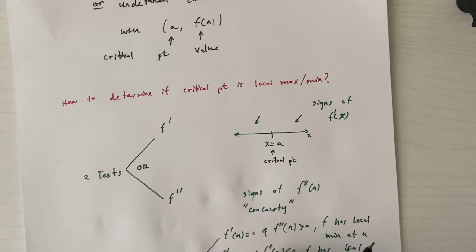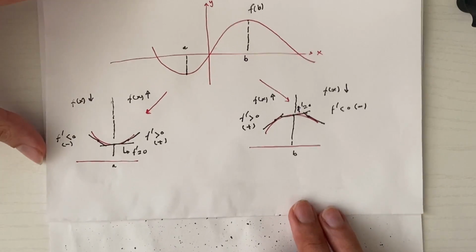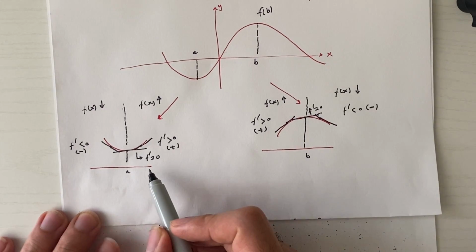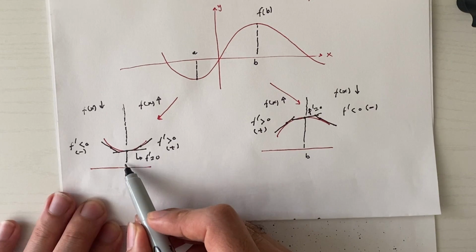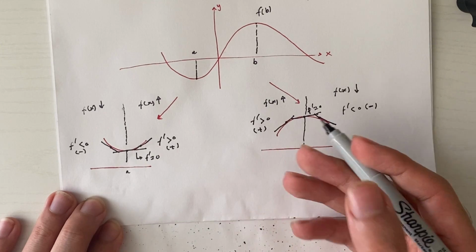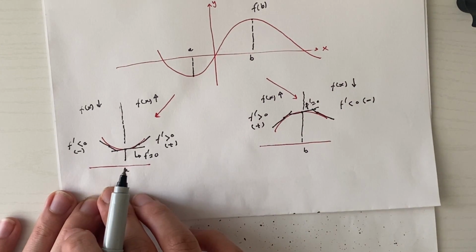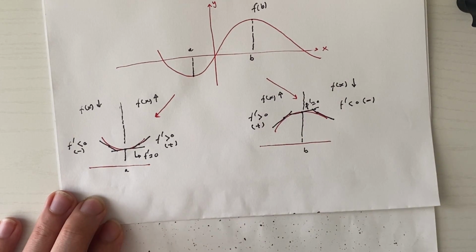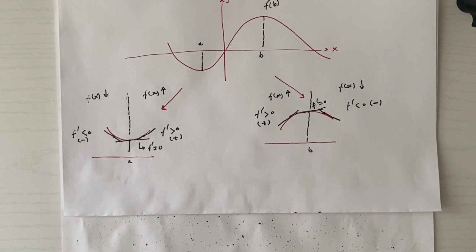Now if we go back in here, we can apply the first derivative test. We already know that a is a local minimum and b is a local maximum. So how can we determine that by the first derivative test?